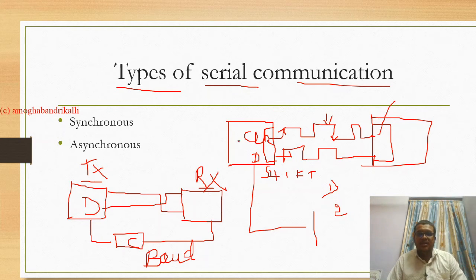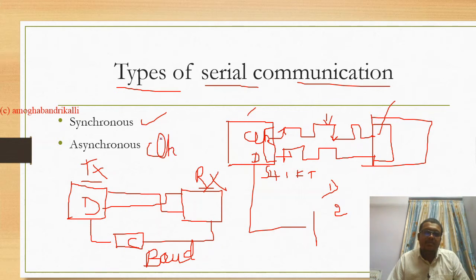So that is called asynchronous. So here also we'll be having baud rate, and here also we'll be having baud rate with a clock. Both sides will be having a common clock between transmitter and receiver, but while sending data, the clock is present in synchronous. While sending data, the clock is not present in asynchronous. Only while sending data.